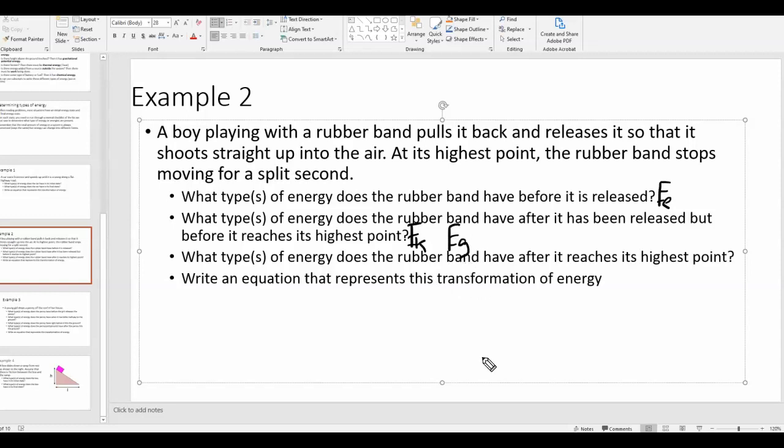Is there friction? No. At least it doesn't say there's friction. And friction you don't usually have in the air, you have it on a surface. Okay? There's no chemical energy, there's no work being done. So those are the only two types of energy we have.